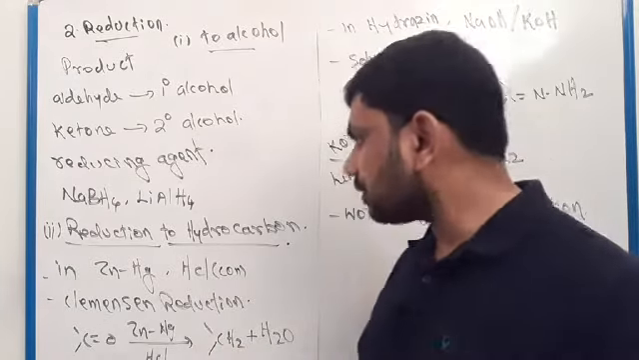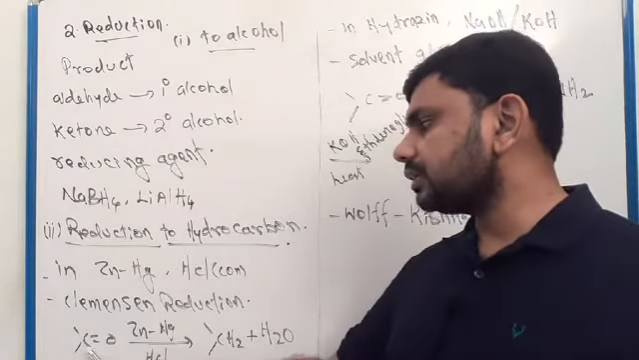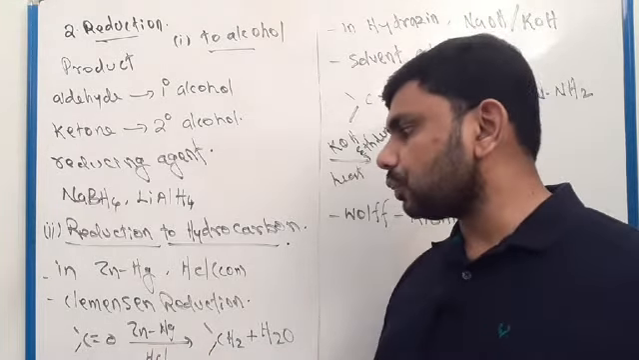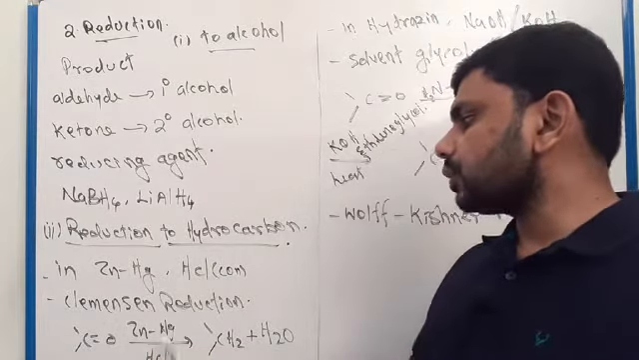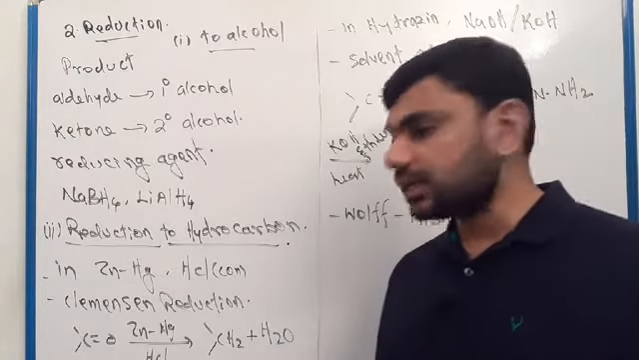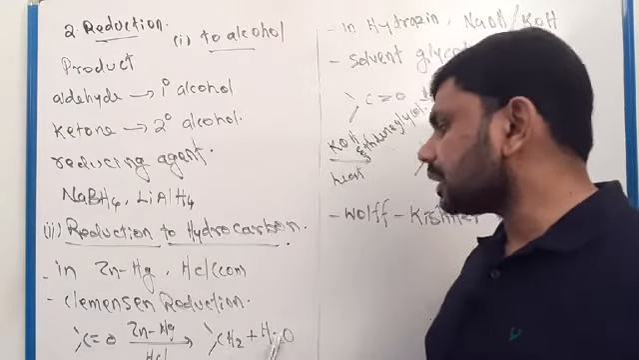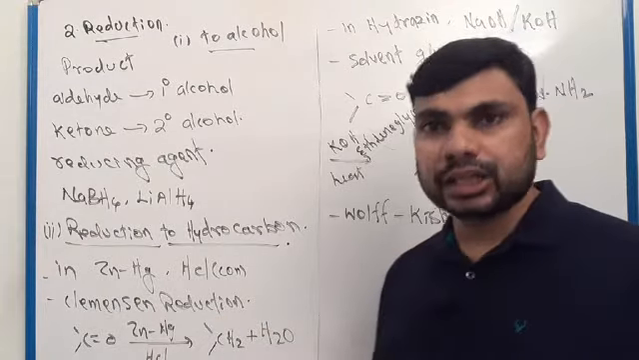Aldehyde or ketone will change to hydrocarbon. Look here, this is the carbonyl functional group in aldehyde or ketone. This reacted with concentrated HCl in presence of zinc amalgam, the product will be hydrocarbon and the side product water. This chemical reaction is called Clemmensen reduction.